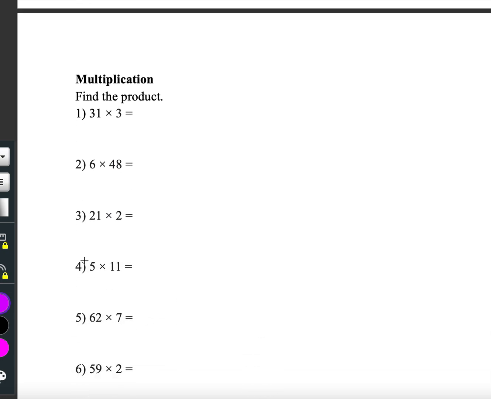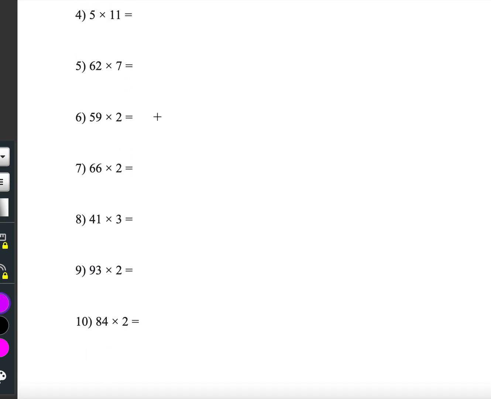Moving on to the last page. Let's look at number 1. 31 times 3. 1 times 3 is 3. 3 times 3 is 9. So the product of 31 times 3 is 93.